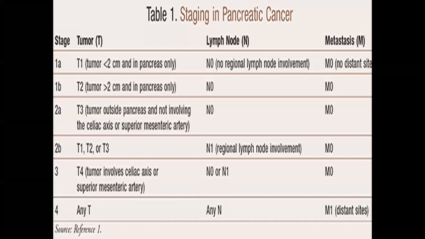Stage 4, the tumor invades a lot. Lymph nodes, you get nodes everywhere. Metastasis, you just open the abdomen and see there's Mohenjo-daro.